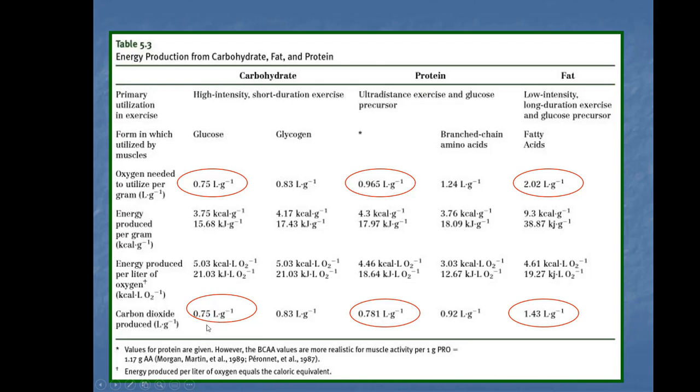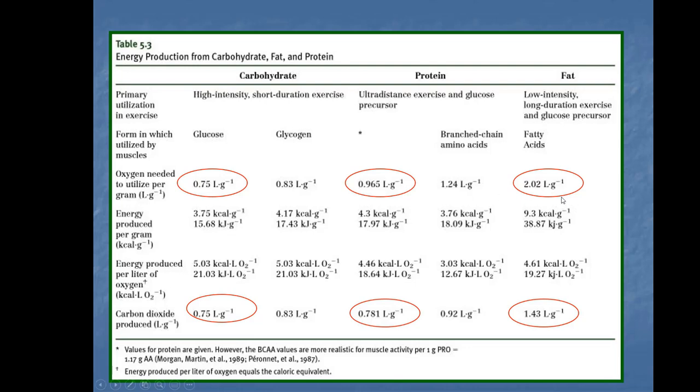So the respiratory exchange ratio would be this divided by this. So CO2 divided by O2. And as you can see, that's going to give us a respiratory quotient of 1. If we look at glycogen, exact same thing. So it's safe to say that if we are utilizing 100% carbohydrate, our respiratory quotient will be 1.